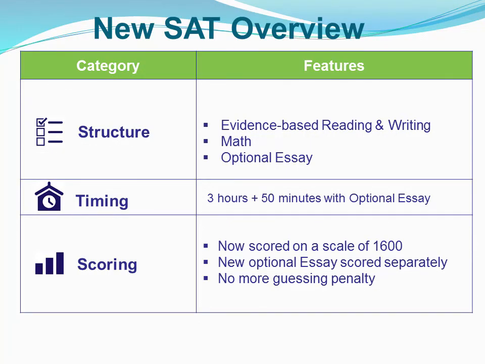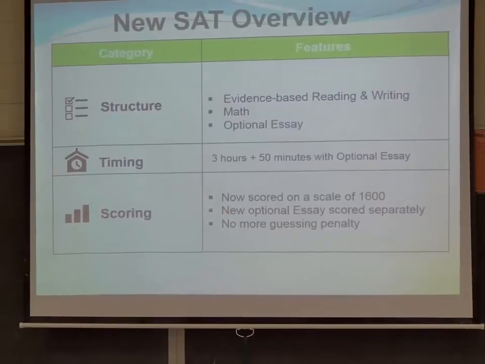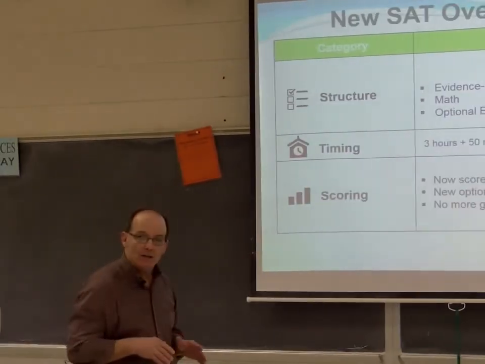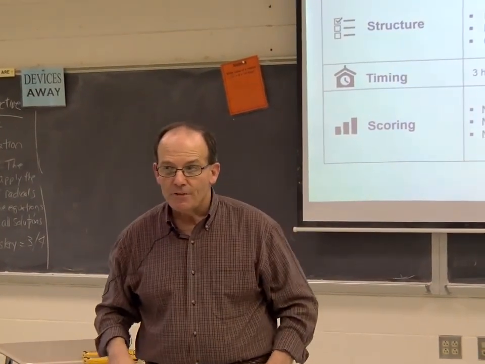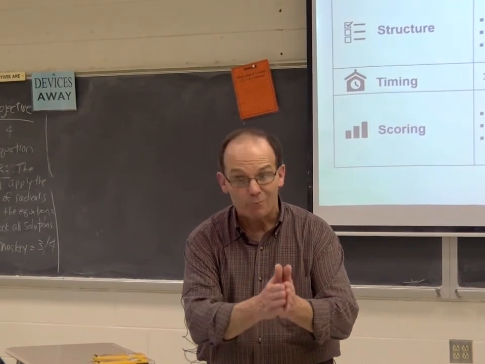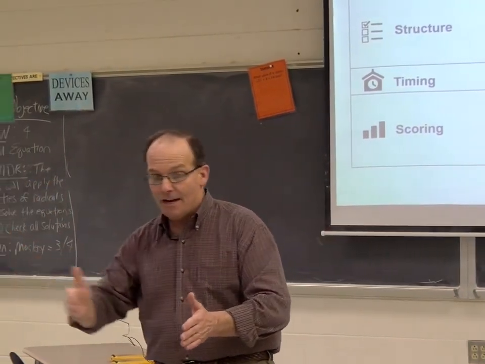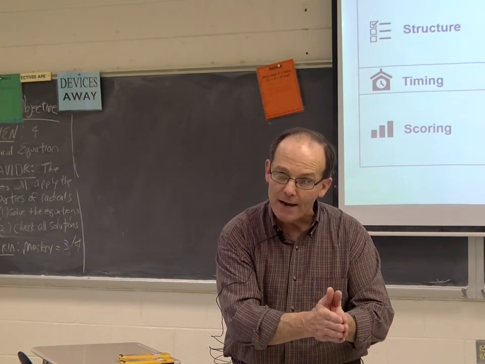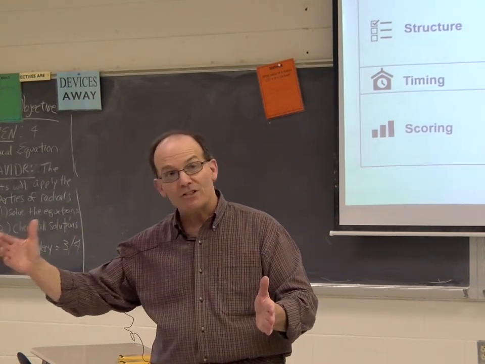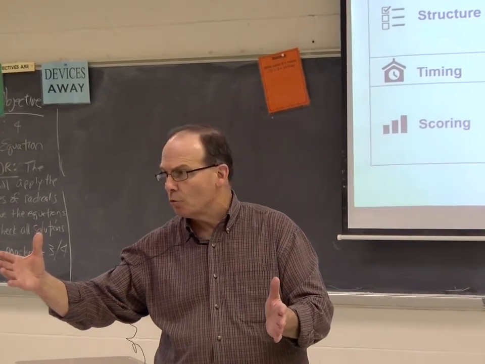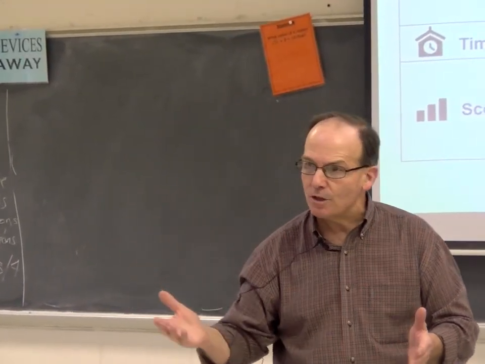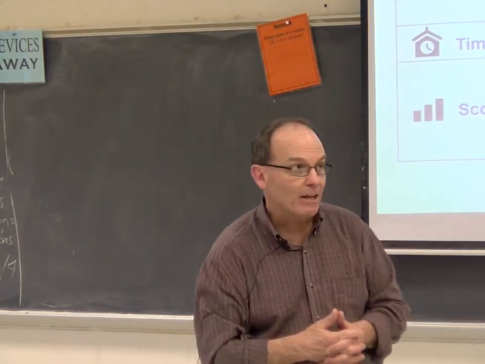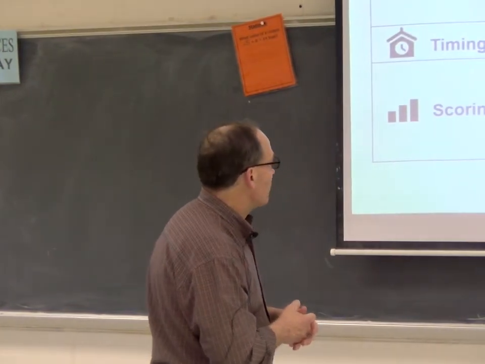800 in what we now call language and reading, the evidence-based reading and writing. And then you have another 800 points in your math. And like the ACT, the essay is optional. This essay on the SAT has gone from 25 minutes to 50 minutes. And instead of taking a little prompt and writing an essay about it, you're taking 50 minutes to read a long passage, 600, 700 words, analyze how that author has used rhetorical skills and language and evidence to support his or her position, and then write about that in your own essay.